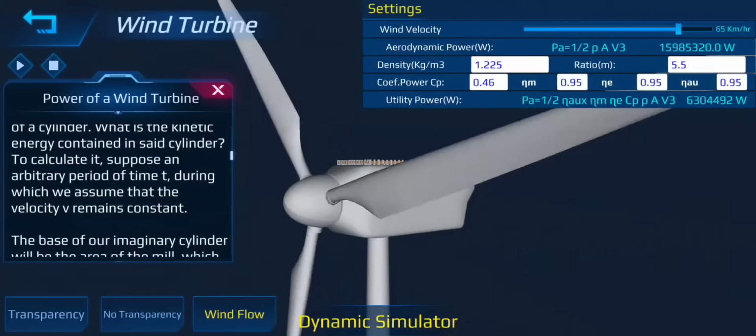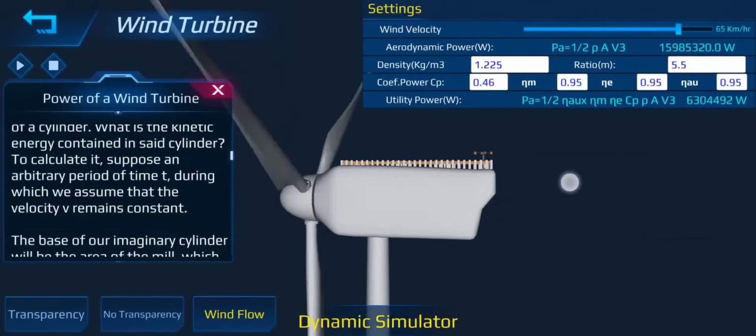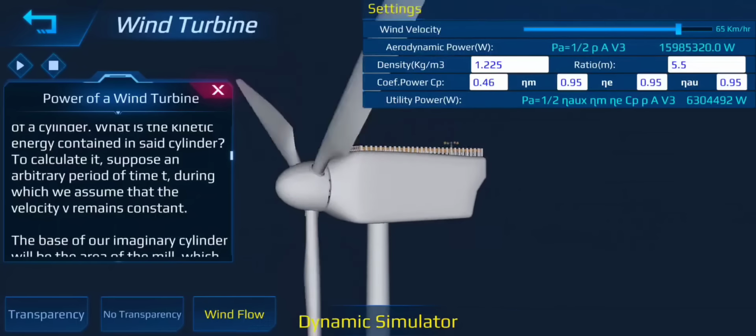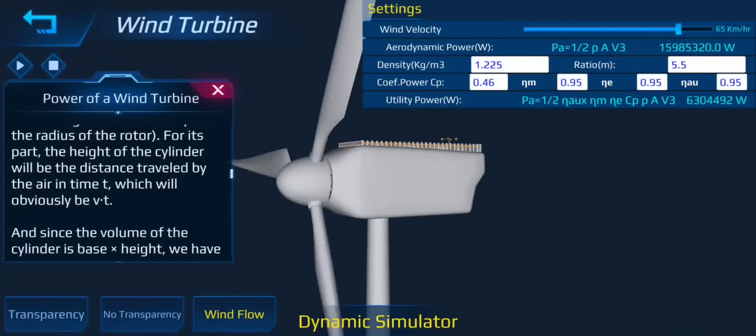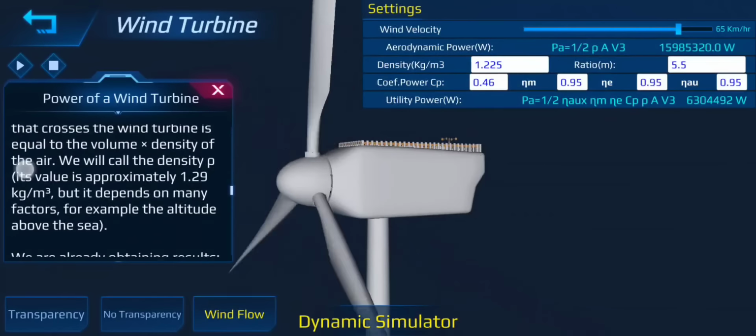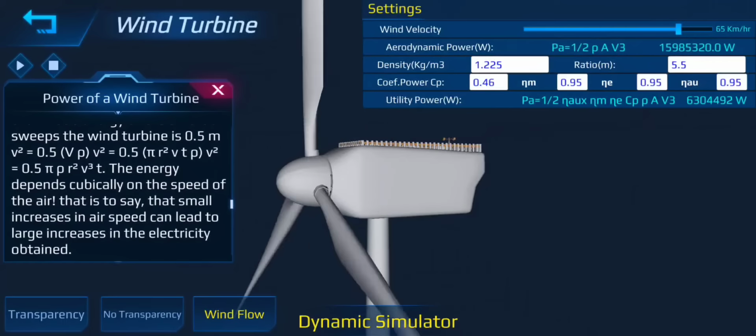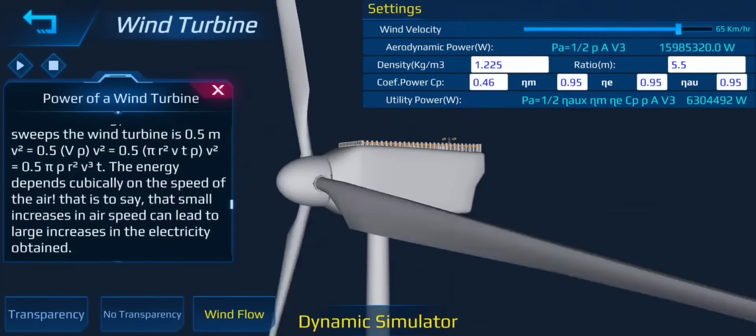On the other hand, the mass of air that crosses the wind turbine is equal to the volume times the density of the air. We will call the density ρ. Its value is approximately 1.29 kilograms per cubic meter, but it depends on many factors, for example the altitude above the sea. We are already obtaining results.